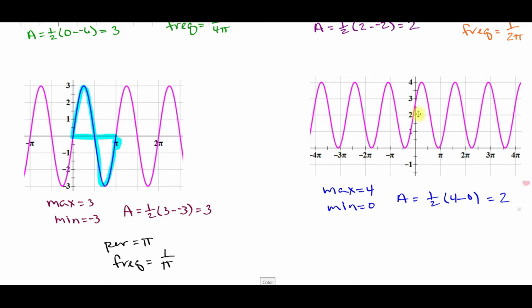Trace one cycle of the graph, so I'm here. I'm going to hit a maximum, hit a minimum, then I'm going to get back to that same value, which is looking like it's right about here. So it's halfway between pi and 2 pi. So we're going to say the period is 1.5 pi, or we're going to write that as 3/2 pi, or 3 pi over 2 maybe. And then our frequency would be 2/3 pi.